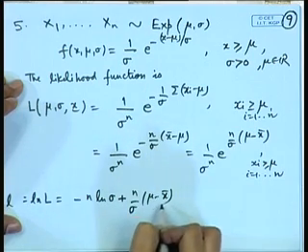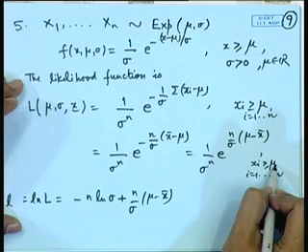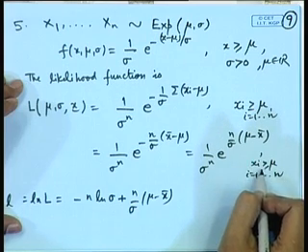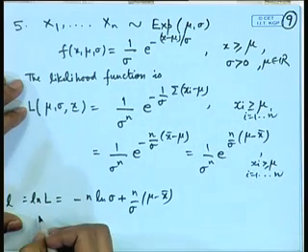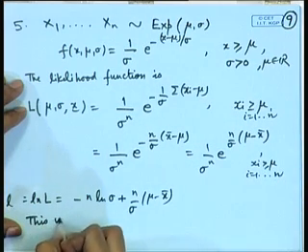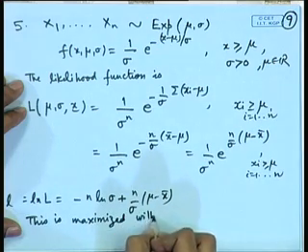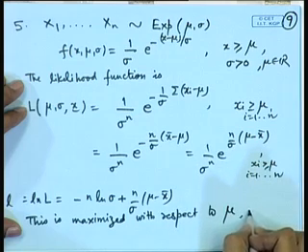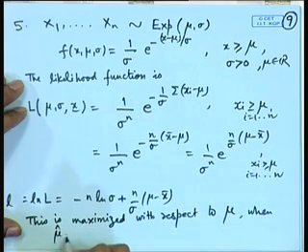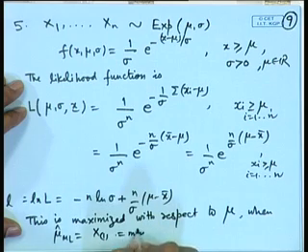This is an increasing function of mu. So, the maximum value will be attained when mu attains its maximum value. Since mu is always less than or equal to the x i's, the maximization will occur when mu is the minimum of the x i's. So, this is maximized with respect to mu when mu hat ML is equal to x (1), that is the minimum of the observations.